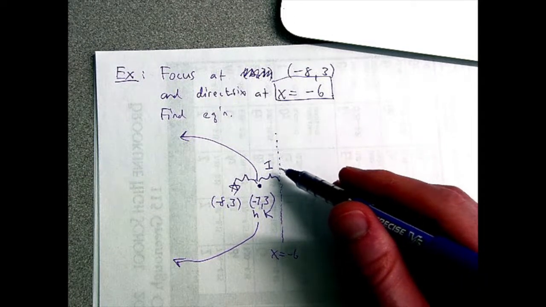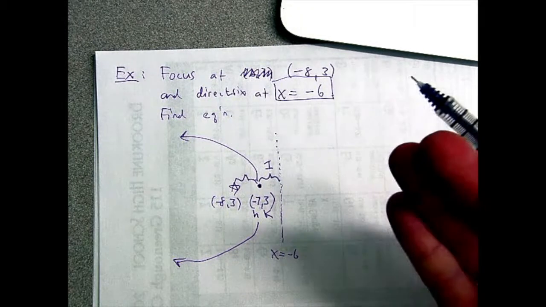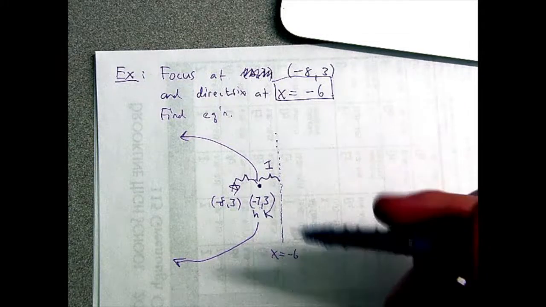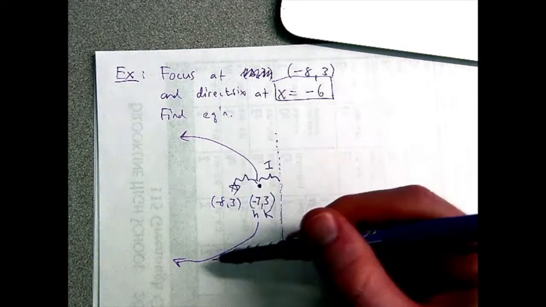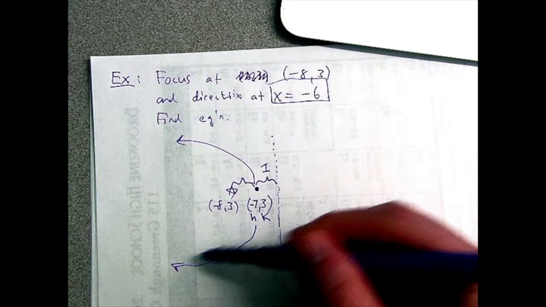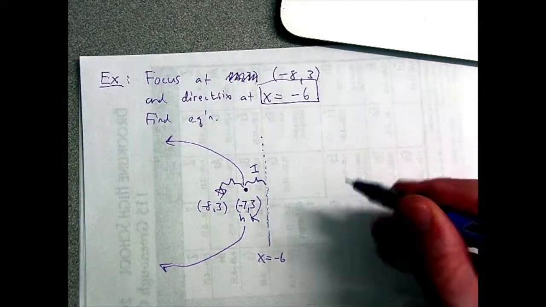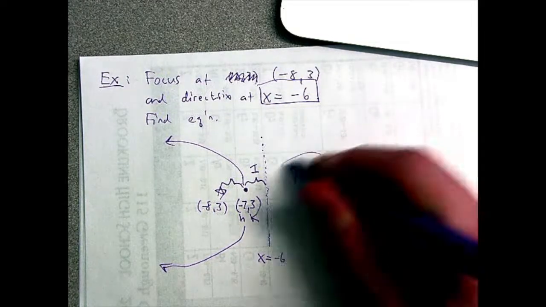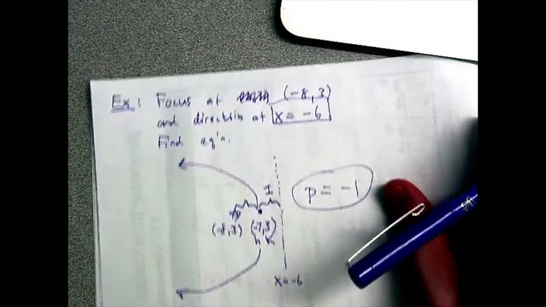Which one is it? Well, remember what I said. The sign of p, whether it's positive or negative, determines the direction in which the parabola opens. I said at the beginning that if the parabola opens to the left, that means that p is negative. So actually p should be -1, not +1. Be careful about that, right?